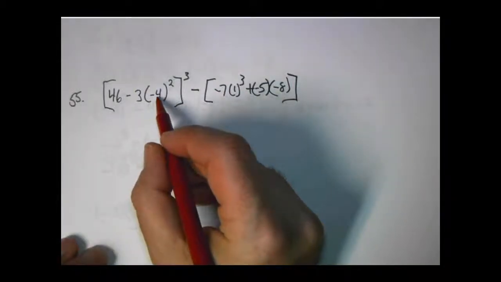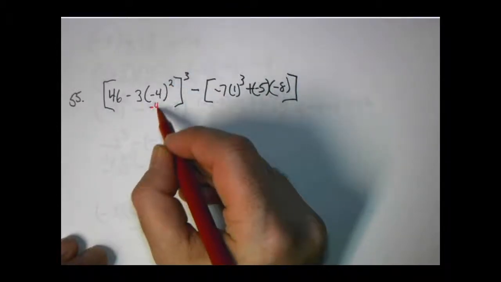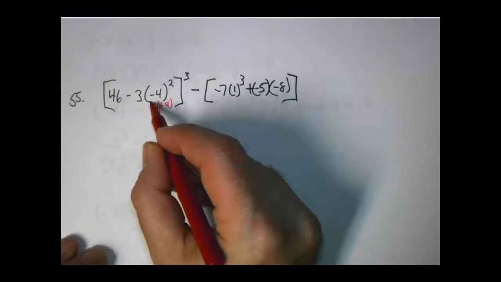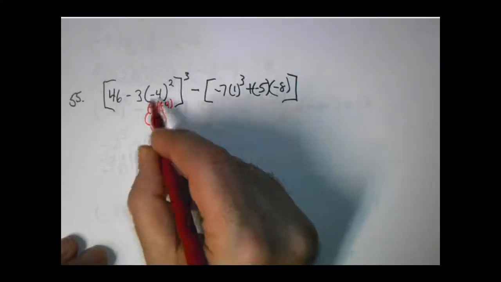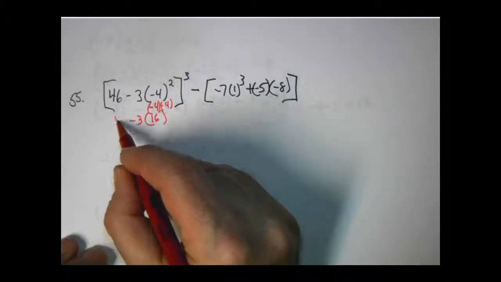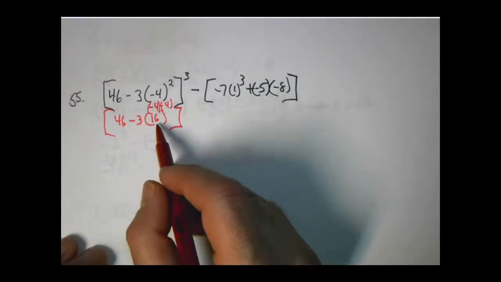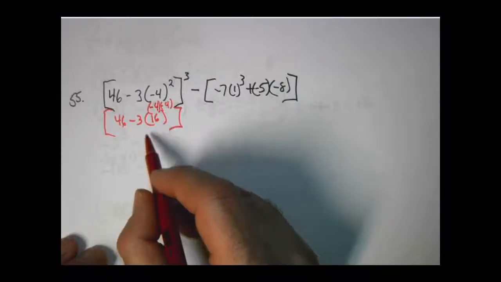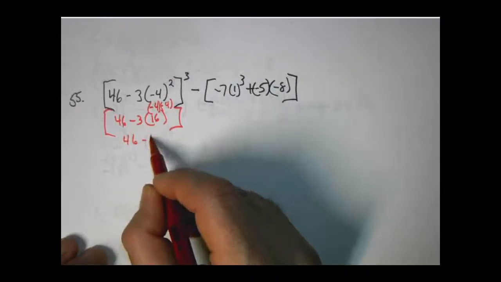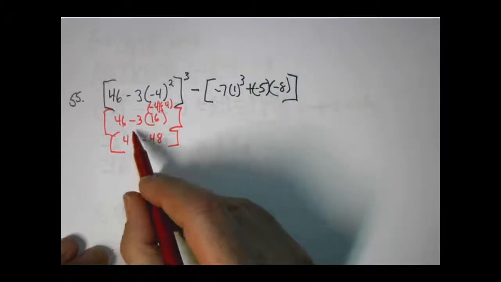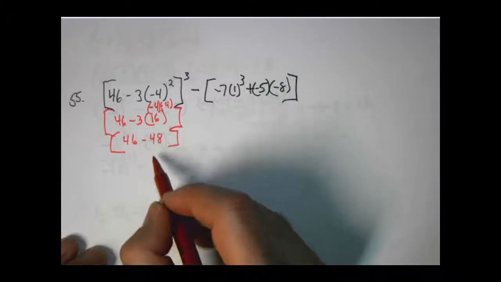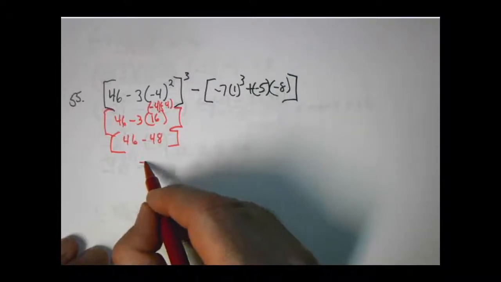So I have minus 4 squared. So that's minus 4 times minus 4 gives me a positive 16. And so we've taken care of that part now. All right. 3 times 16, because I need to do the multiplication first. It's going to give me 48, so I have 46, subtract 48. And now since I have a positive 46 and a negative 48, smaller one from the bigger one, keep the bigger one's sign.